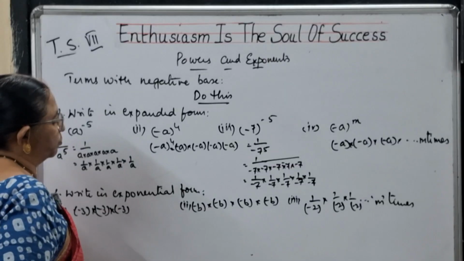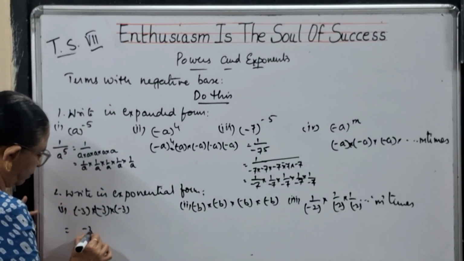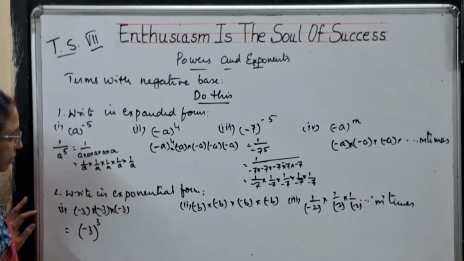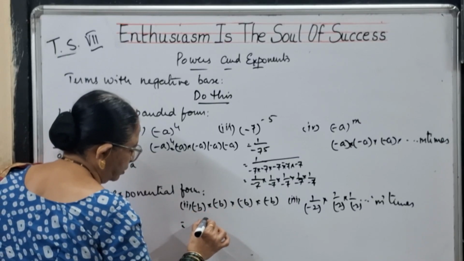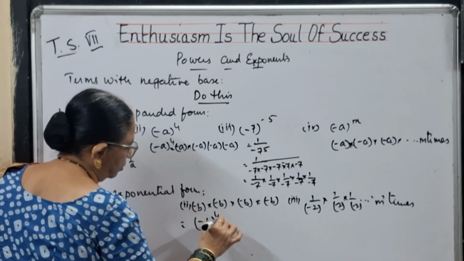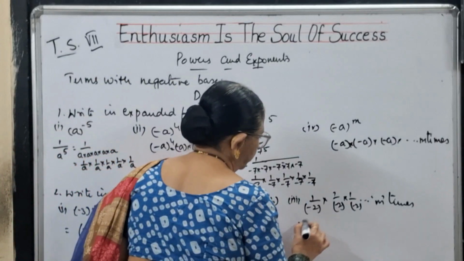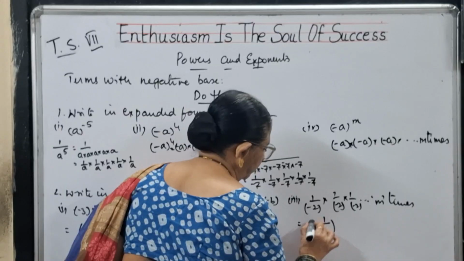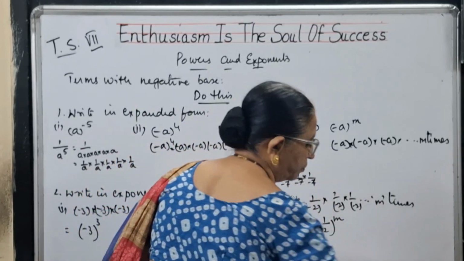Second one, write in exponential form. That means base and power. Minus 3 whole cube, 3 times you are multiplying. So minus 3 whole cube. And here 1, 2, 3, 4 times, minus b whole to the power of 4. Now here, 1 by minus 2 m times means 1 by minus 2 whole to the power of m. These are the answers for this, children.